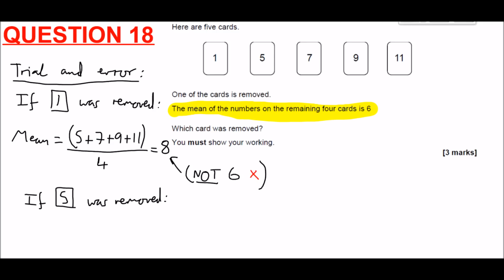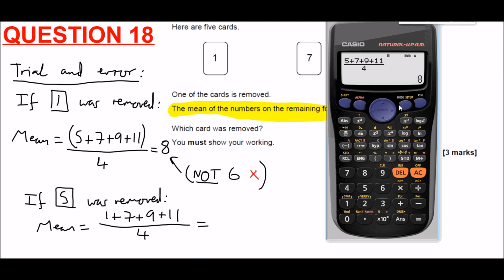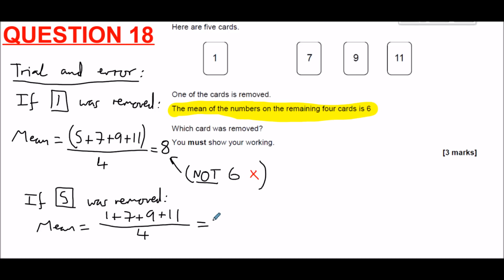So if 5 was removed, let's just get rid of the 5. Bye-bye. So the mean, if 5 was removed, would be the total of the remaining cards, 1 plus 7 plus 9 plus 11, divided by the number of values we've got left, which again is 4, because that leaves 4 cards. So we can just edit this: 11 and 9 are still there, as is 7, but the 5 is replaced with a 1. Press equals, we get 7. And 7, yet again, isn't 6, which it needs to be. So removing 5 didn't work either. But never mind, let's keep trying.